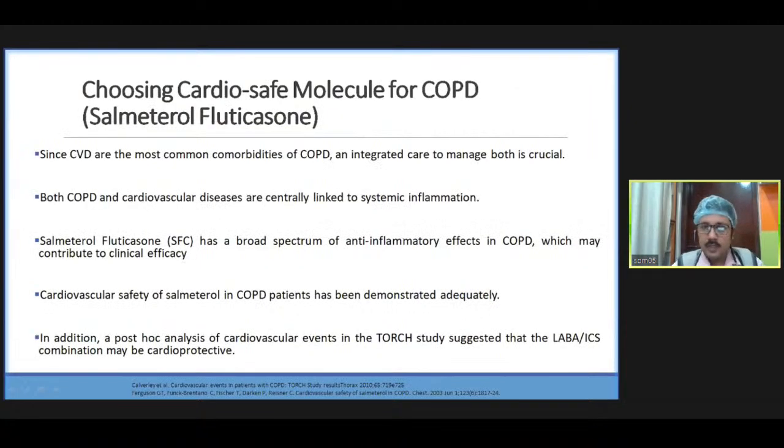Now, we have to choose a safe molecule for COPD patients with cardiovascular comorbid conditions because the comorbidities are increasing. Since CVD is the most common comorbidity of COPD patients, both COPD and cardiovascular disease are centrally linked to systemic inflammation. So salmeterol fluticasone has a broad spectrum of anti-inflammatory effects in COPD, which may contribute to clinical efficacy. So in this study, we can say salmeterol fluticasone is a safe molecule.